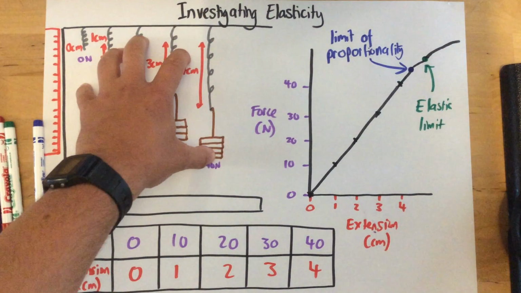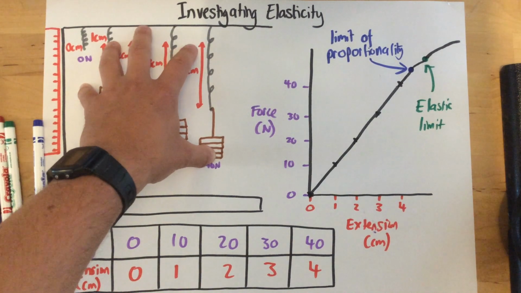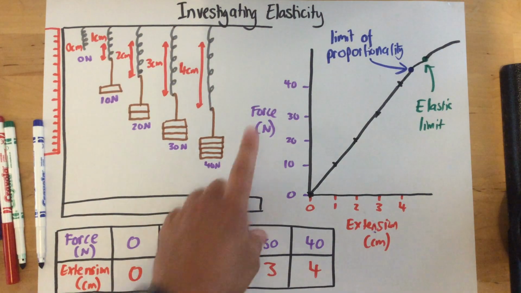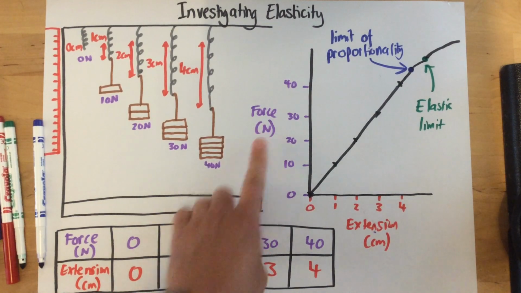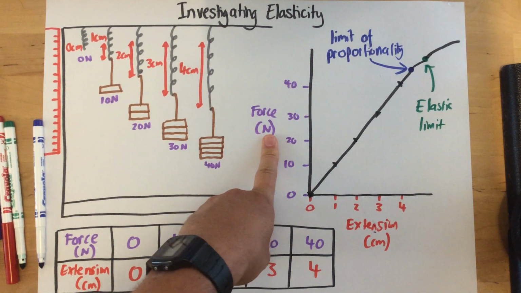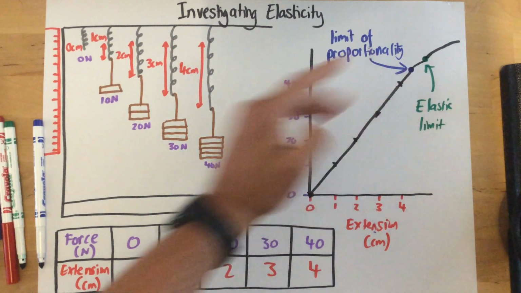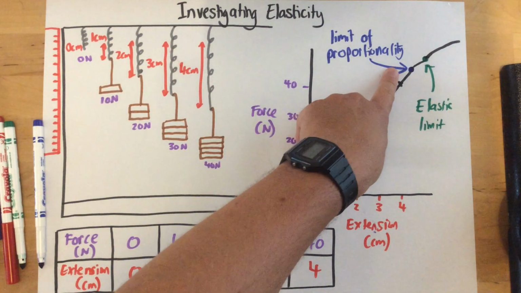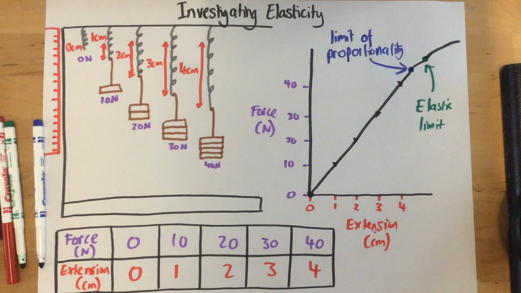So that's an experiment to investigate the force effect on extension. This is what the graph looks like. Remember, it's a bit unusual because the independent variable, the force, is on the y-axis. Remember, we start off with a nice linear relationship, so a nice straight line. Then we get to the limit of proportionality and the elastic limit if we kept on adding more and more force to the springs. Thank you.